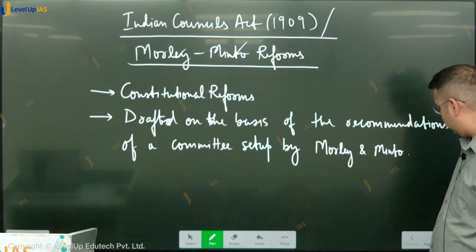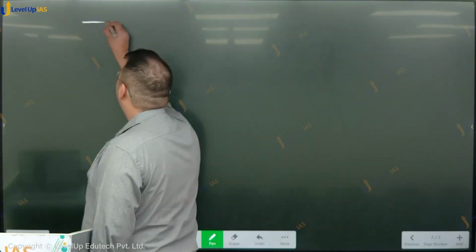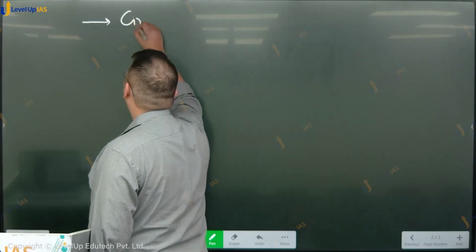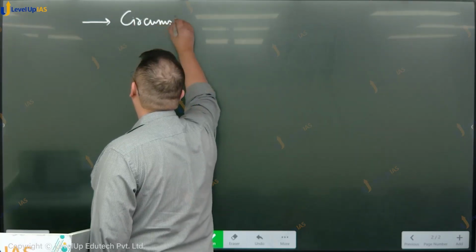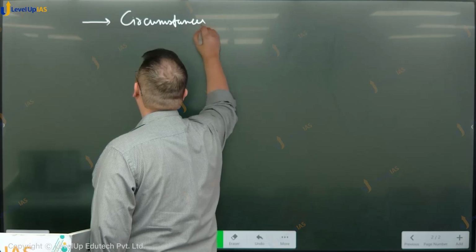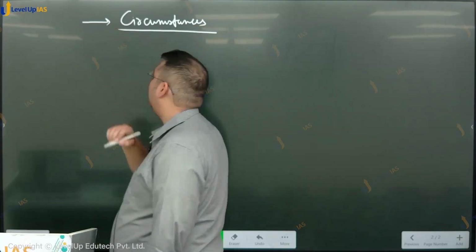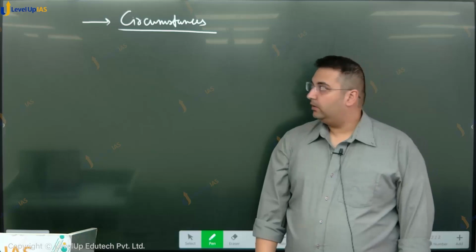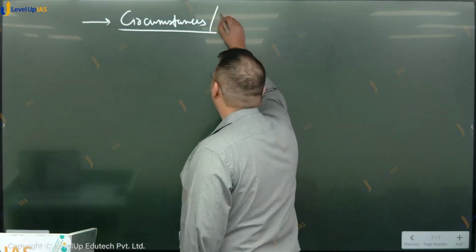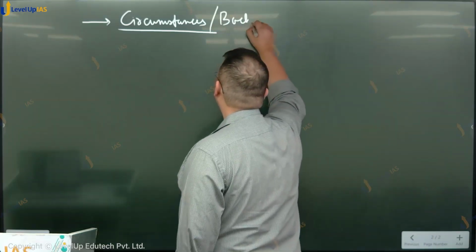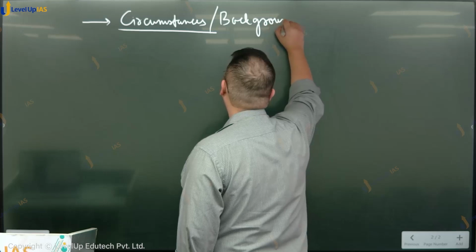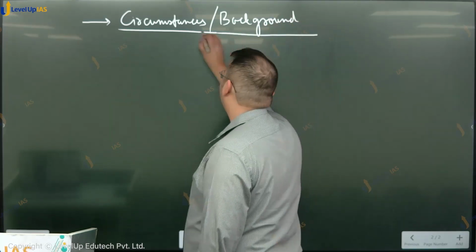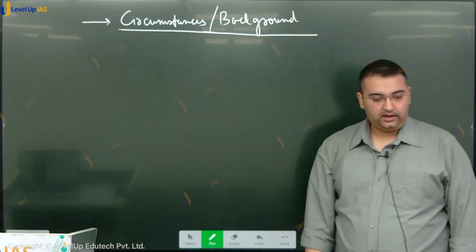Okay? Now, what were the circumstances under which these reforms were introduced? What was the background of these reforms? That becomes important to understand.